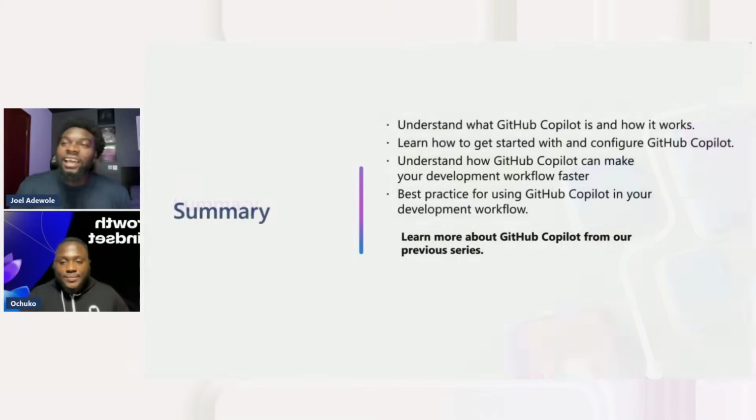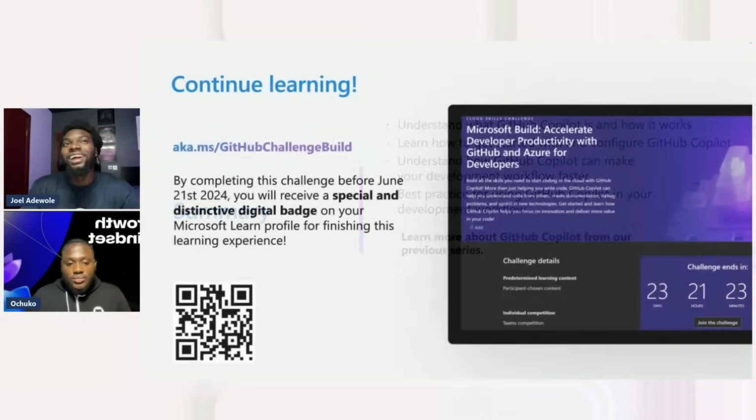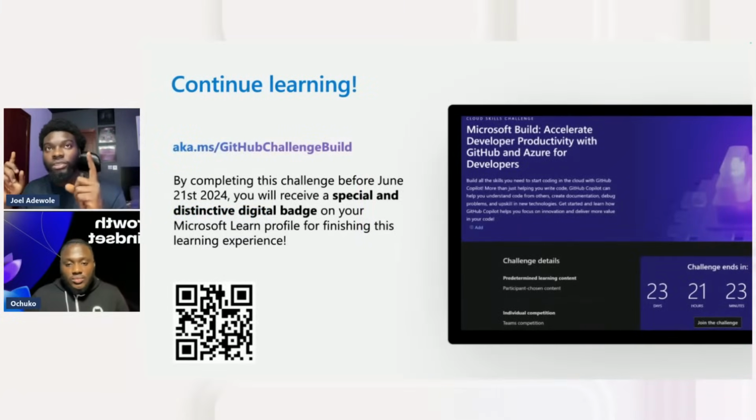In summary, I hope we understand how GitHub Copilot works. We understand what it is, and we've learned how to configure GitHub Copilot in our development environment. Hopefully, we can improve developer productivity by using best practices. If you want to learn more about GitHub Copilot, you can check our previous series, and you'll learn more about Copilot.